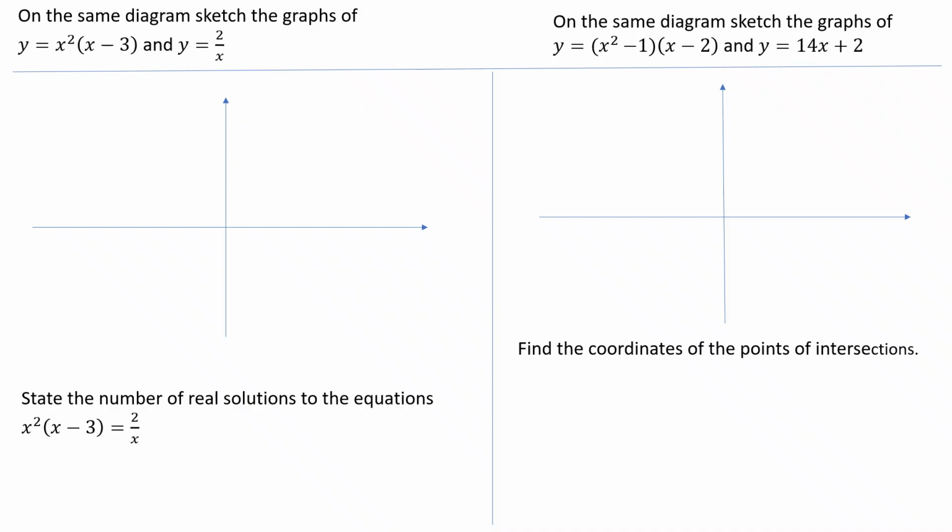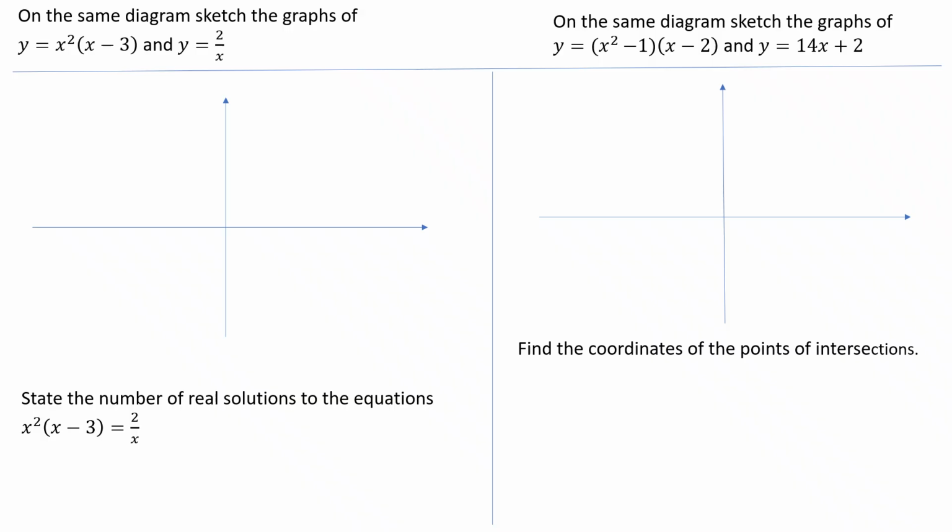In this video, we are going to look at intersection of the graphs. First question, on the same diagram, sketch the graphs of y equals x squared times x minus 3 and y equals 2 over x. The first graph is the cubic graph. So x squared times x is a positive x cubed, so this is a positive cubic graph. The second one, y equals 2 over x, is a reciprocal graph.